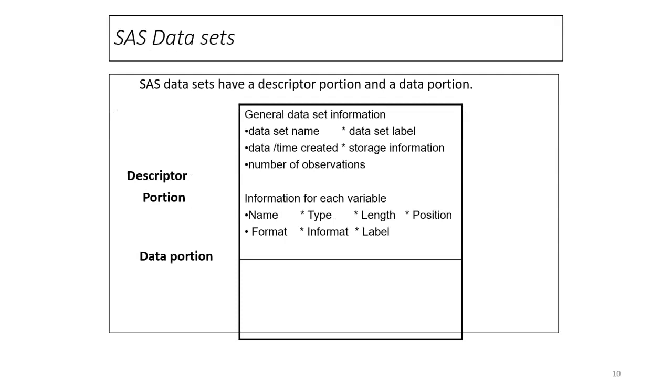So this is a sample descriptor portion. I will show you live with SAS Studio after creating our account. In a SAS dataset descriptor portion, you can see the dataset name, dataset label, date and time created, storage information, number of observations, and information for each variable: name, type, length, position, format, informat, label, everything, right?